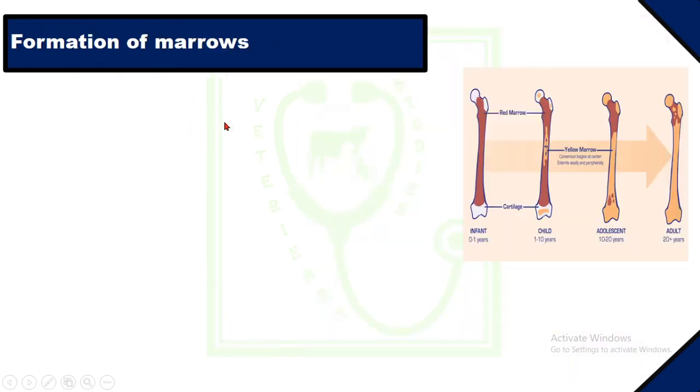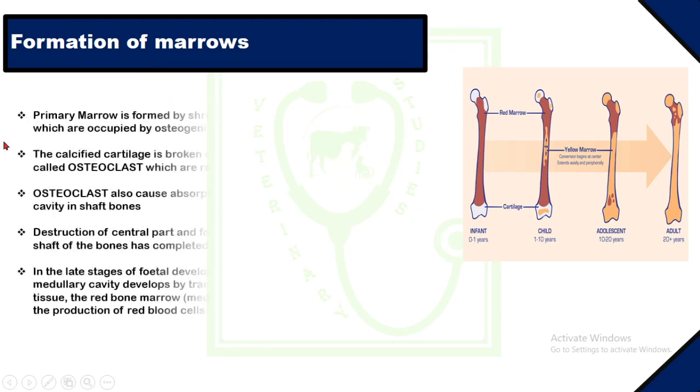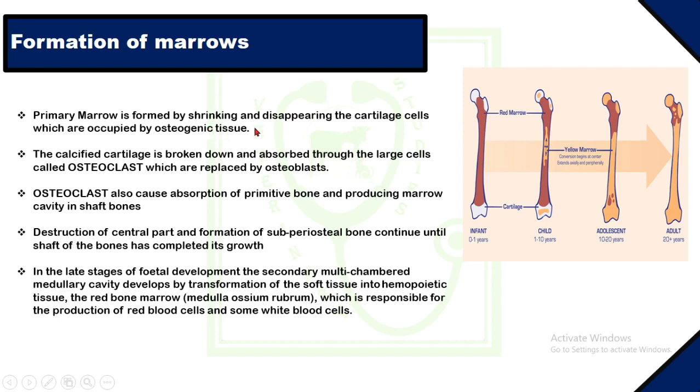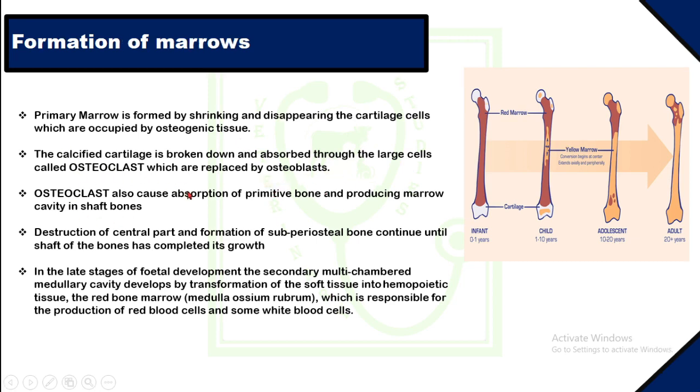Formation of marrow. Marrow means the spaces or cavities found in the bones, which are used for hemopoiesis or storage of fats. Primary marrow is formed by the shrinking and disappearing of cartilage cells, which are occupied by osteogenic tissues. The calcified cartilage is broken down and absorbed through the osteoclast cells of the bones, and is replaced by osteoblasts. Osteoclasts also cause absorption of the primitive bone and produce the marrow cavity in the shaft bones.